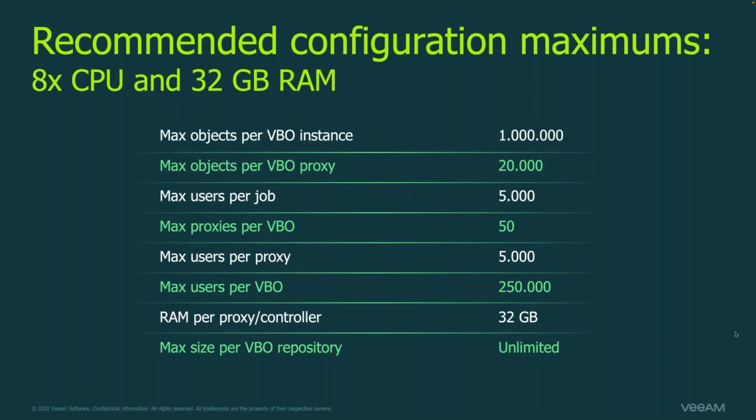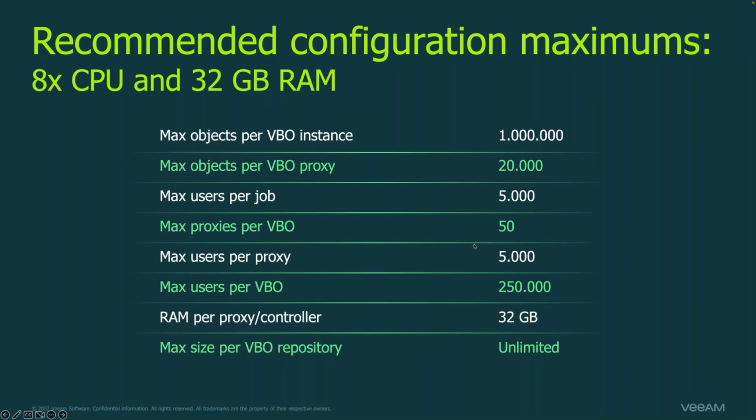Here are some of the facts and figures that you need to take note of when you're deploying, especially in a large environment. The number of objects per VBO instance that it can handle is 1 million. The maximum number of objects per VBO proxy it can handle is 20,000, right? And then maximum users per job is 5,000, right? One job you can handle 5,000 users, right?